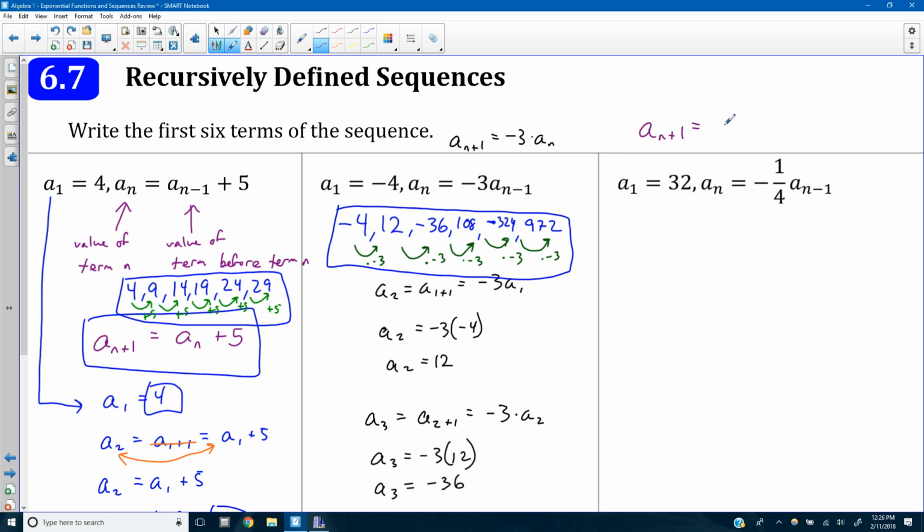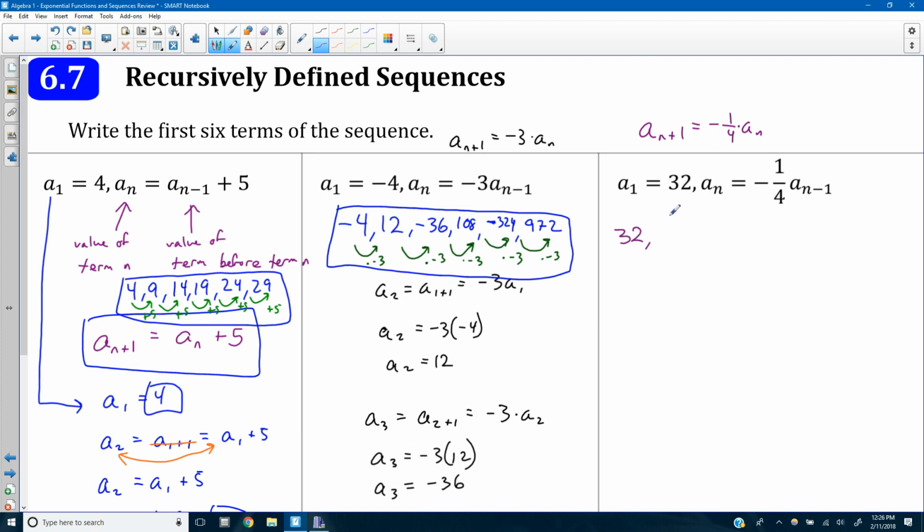A sub n plus 1 equals negative 1/4 times a sub n. So what this says is to find the value of the next term, you take the value of the term before it and you multiply it by negative 1/4. You're taking a quarter of it and it's alternating its sign. Now we're starting from 32.